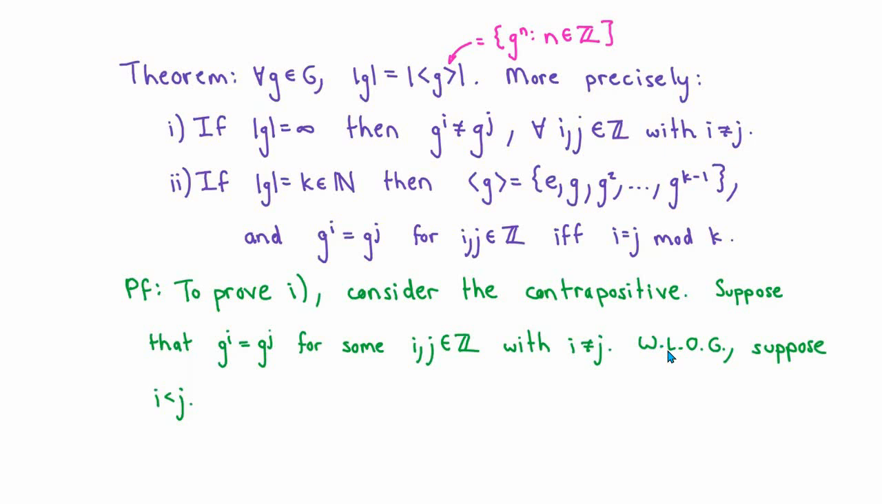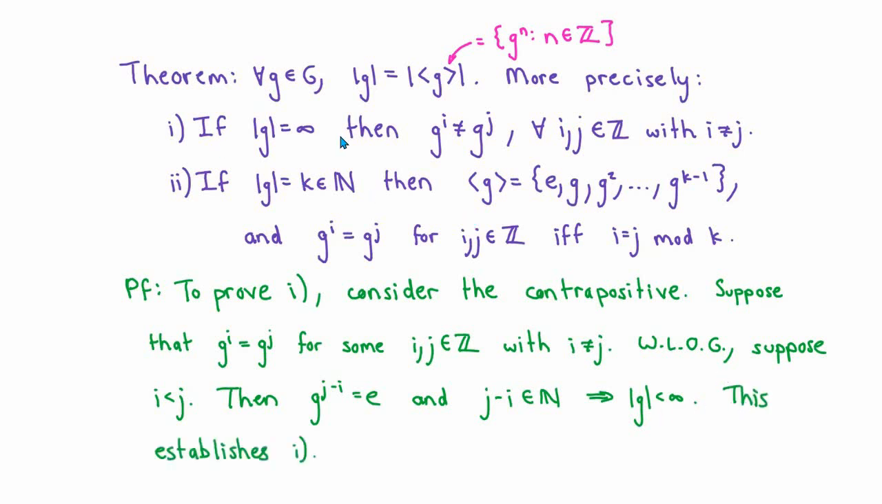Under that hypothesis, we'd like to prove that the order of the element g is actually finite. Well, without loss of generality, by interchanging the roles of i and j if necessary, we can assume that i is less than j. And then multiplying both sides of this equation by g to the minus i gives that g to the j minus i is the identity element. And since i is less than j, the exponent j minus i is guaranteed to be a positive integer. Well now, the fact that there is a positive integer with the property that g to that integer is the identity means that the order of the element g is less than or equal to that exponent, which guarantees that the order of g is finite. That establishes the contrapositive of the conditional statement in 1, and so it proves that it's true.